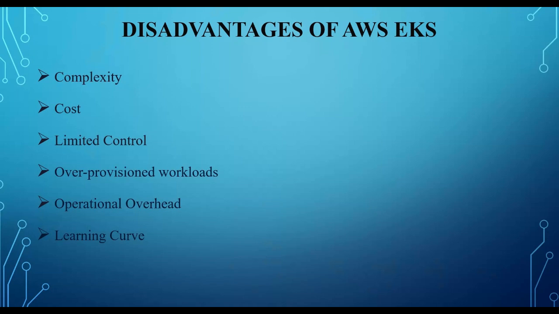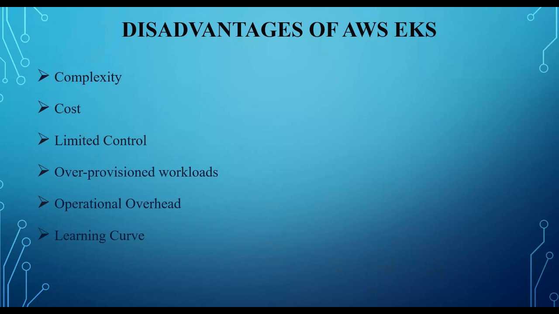The next is cost. EKS can be more expensive than a self-managed solution because of additional charges for the control plane. The worker nodes are self-managed, while the control plane is AWS managed, right? So compared to the self-managed solution, it's more expensive because of the additional charges for the control plane. The next is limited control. You have less control over the control plane components, which may not suit highly customized use cases.